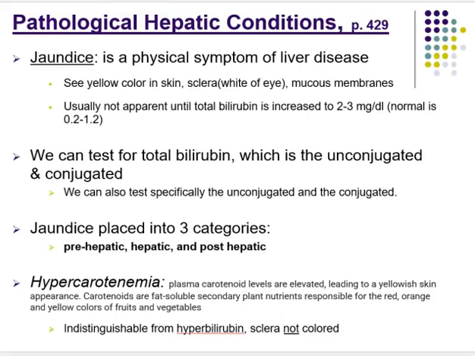Carotenoids are fat-soluble plant nutrients responsible for red, orange, and yellow colors in our fruits and vegetables. This condition is indistinguishable from hyperbilirubin. The sclera, or the white of the eye, is not discolored. There is no yellowish color in the eye. So this is different than our true jaundice patients that will have a discoloration and will show a yellowish color in the white of the eye.